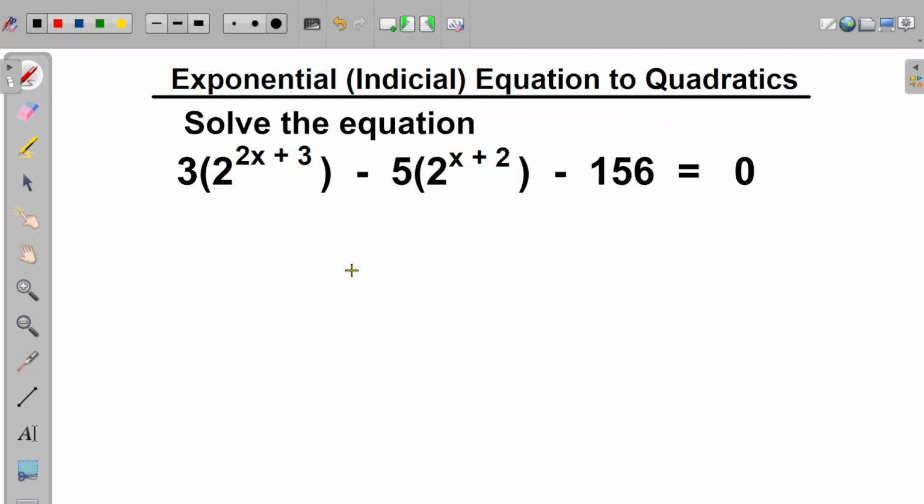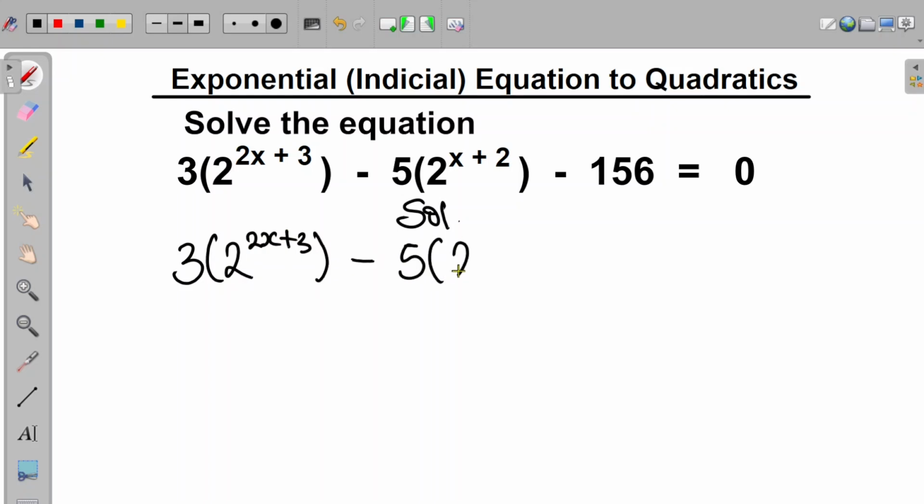Hi, in this video, we are asked to solve the exponential equation given to us. So we have it that 3 multiplied by 2 to the power of 2x plus 3, minus 5 multiplied by 2 to the power of x plus 2, minus 156 equals 0.